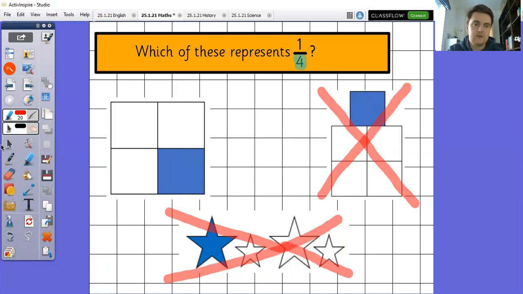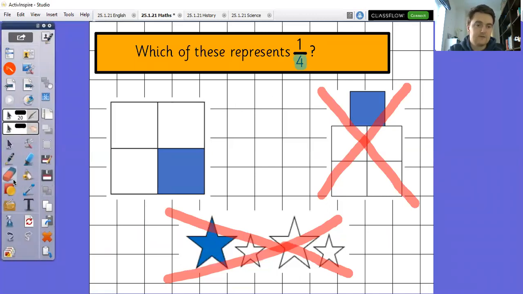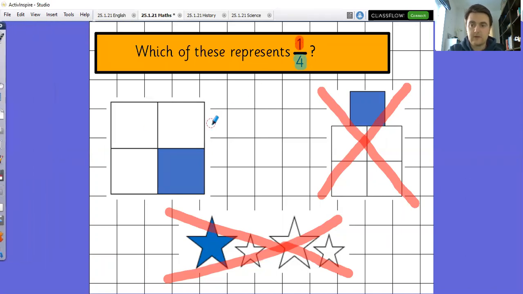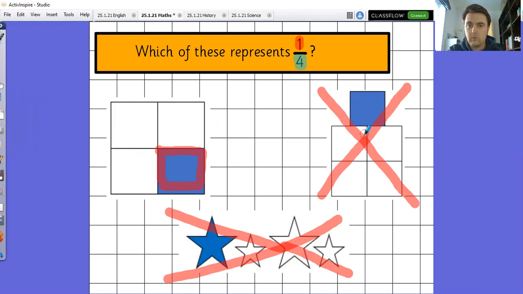Now, if we have a look at the last one, we've got our whole split into 1, 2, 3, 4 equal parts. And now we can have a look at the numerator. The numerator is 1, which means that we're looking for one thing that we're counting, and we've got 1 shaded. So there is 1 out of 4 shaded. 1/4 of this shape is shaded. And that's quite common misconceptions with these other two about why they might or might not represent 1/4.